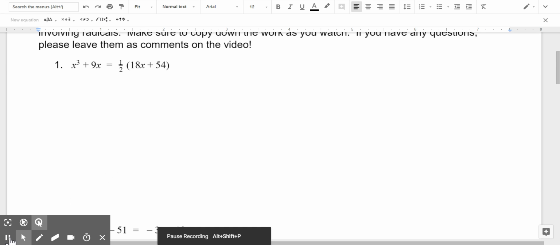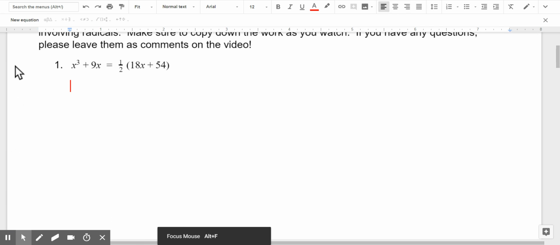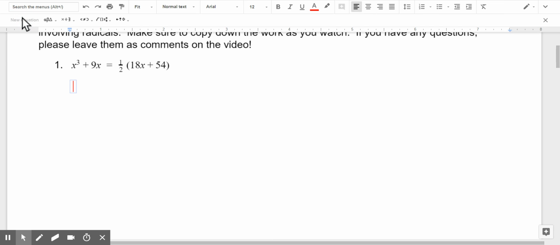That looks pretty complicated. But once we get rid of those parentheses, it might be a little easier to work with. So let's go ahead and distribute that 1/2 to make the parentheses go away. So that won't change my left-hand side of the equation, and that's all right because I'm not altering the value of the equation. I'm just simplifying one side. 1/2 of 18 is 9, so 1/2 of 18x is 9x. And then, let's see, 1/2 of 54. Half of 50 is 25, therefore half of 54 must be 27.